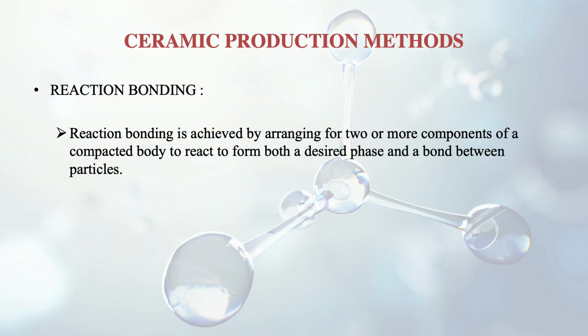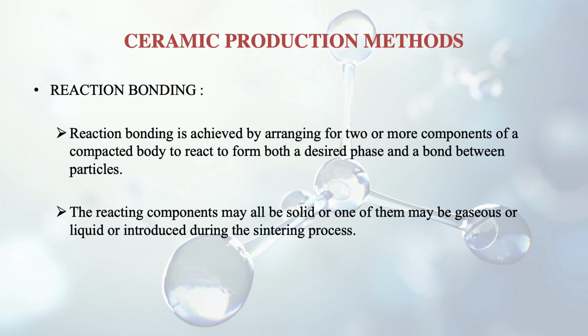The third method is that of reaction bonding. In reaction bonding, it is achieved by arranging for two or more components of a compacted body to react to form both a desired phase and a bond between the particles. The reacting components may all be solid, or one of them may be gaseous or liquid or introduced during the sintering process.